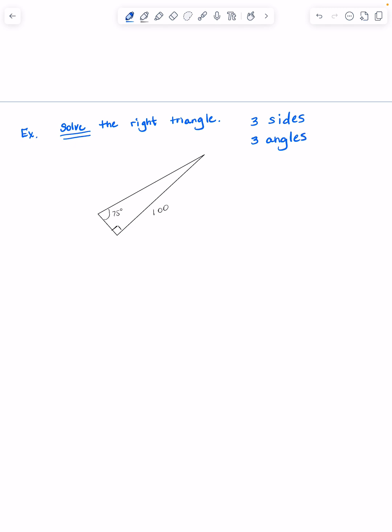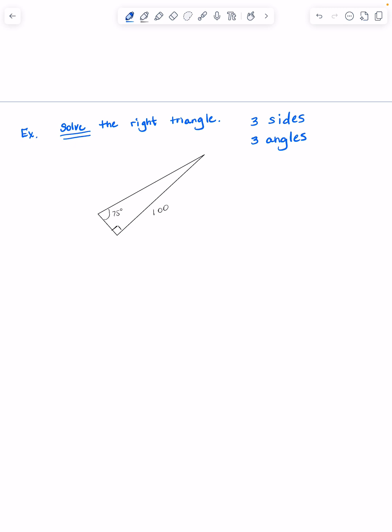All right, and I'm going to show you a couple different approaches of how we could work this problem. You don't have to do all the ways, just whatever you're comfortable with. In this particular case, I'm given a 90-degree angle. It's a right triangle. I'm given the other angle is 75 degrees, and I'm given one of the sides is 100. If you're given 2 angles in a triangle, the third angle's really easy to find because you know that all 3 angles add up to 180.